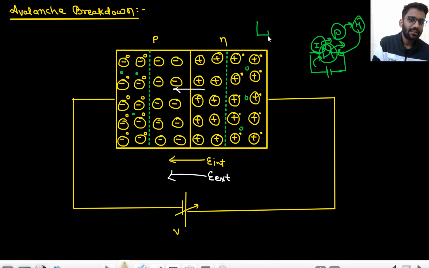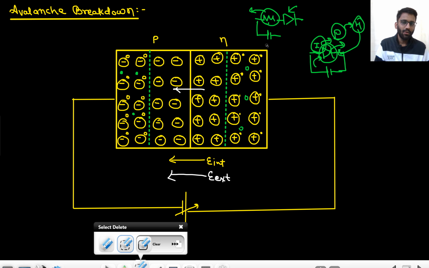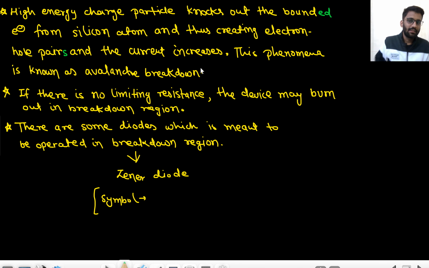What do I mean by limiting resistance? If there is some limiting resistance, this resistance can take up some heat, so less heat will be provided to this diode. If there is no limiting resistance, there will be a huge amount of current flowing through the diode. That means a huge amount of heat generated, and because of that heat, your device may burn out. So this is the problem. If there is no limiting resistance, the device may burn out in the breakdown region.